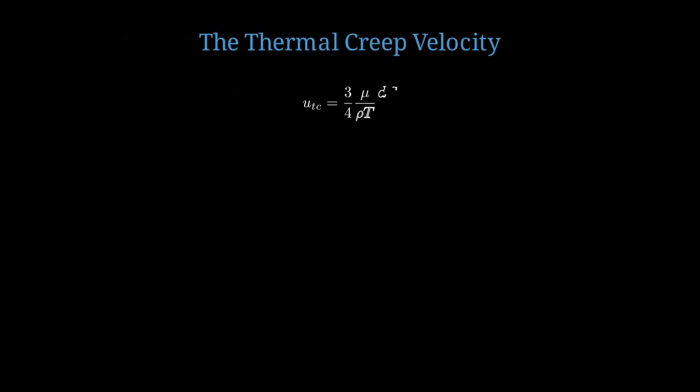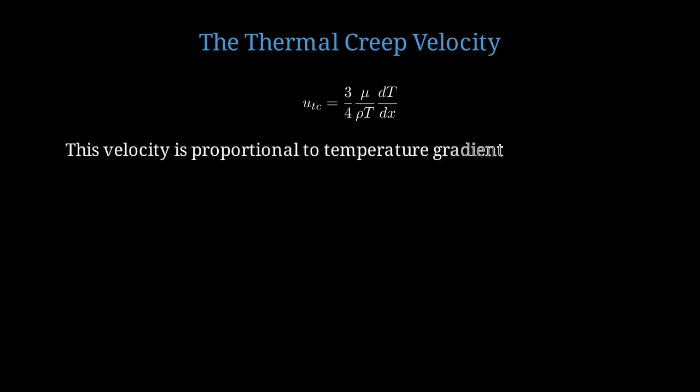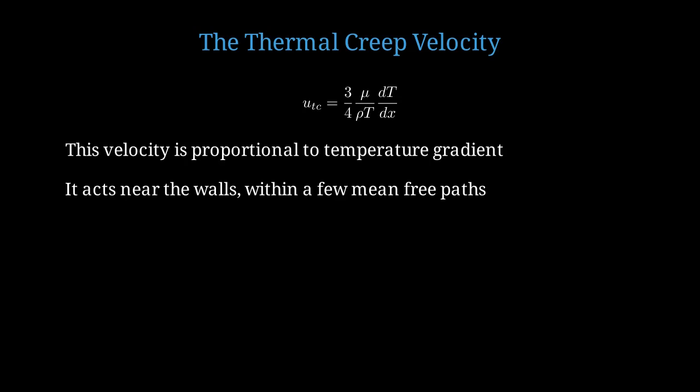We can quantify this effect with the thermal creep velocity equation. The thermal creep velocity equals 3/4 times mu over rho T times dT/dx, where mu is viscosity, rho is density, T is temperature, and dT/dx is the temperature gradient. Notice that the thermal creep velocity is directly proportional to the temperature gradient along the wall. This velocity is not uniform across the channel. It acts primarily near the walls, within a few mean free paths of the surface.